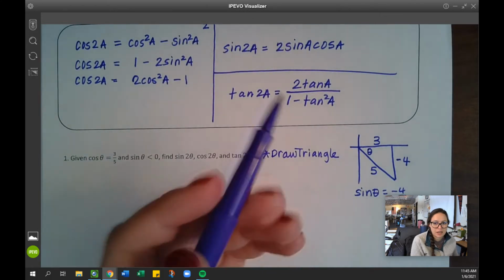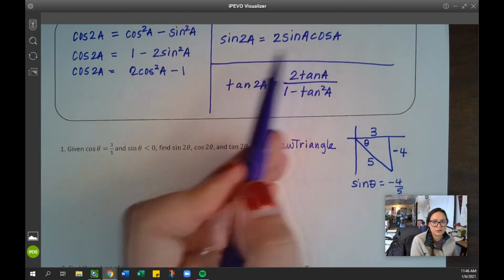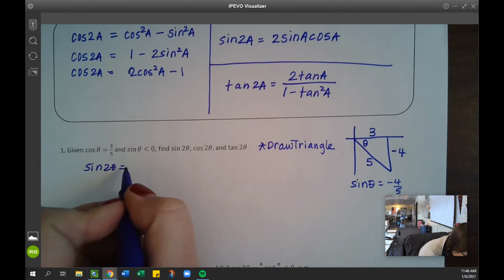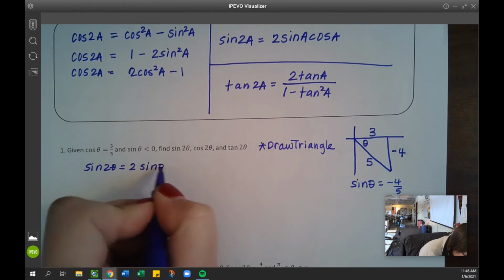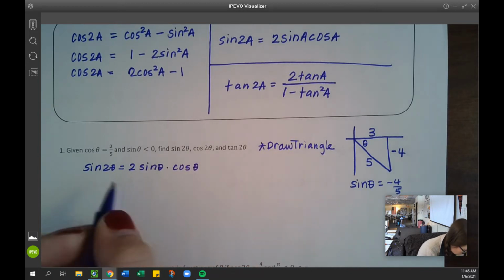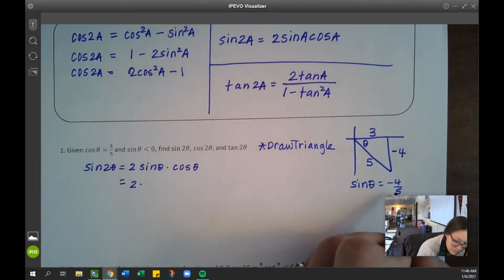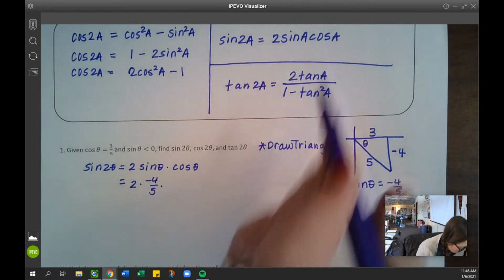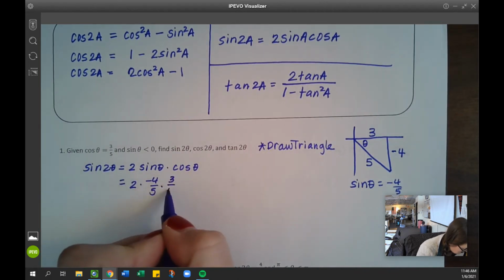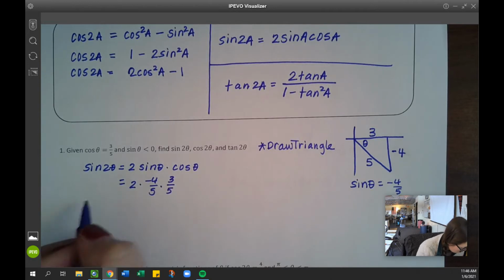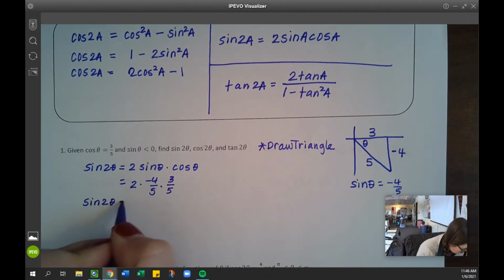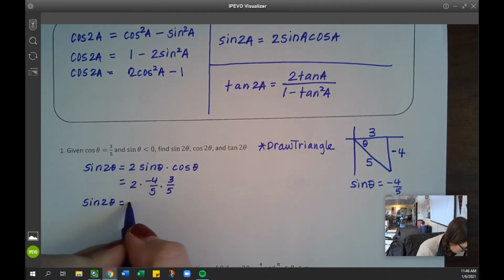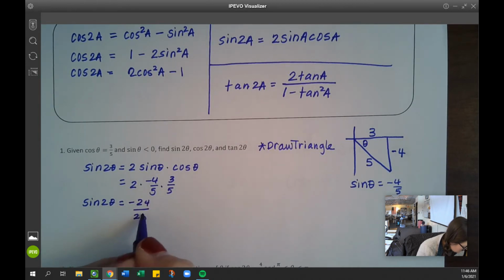So once I have that, now I'm just going to plug everything in to my formula right here. So sine 2 theta is 2 sine theta times cosine theta. Well, 2 times, we just found the sine over here, so -4/5 times cosine theta, which was given to us, is 3/5. So sine 2 theta, multiply across, 2 times 4 is 8 times 3, so I have -24 over 25.